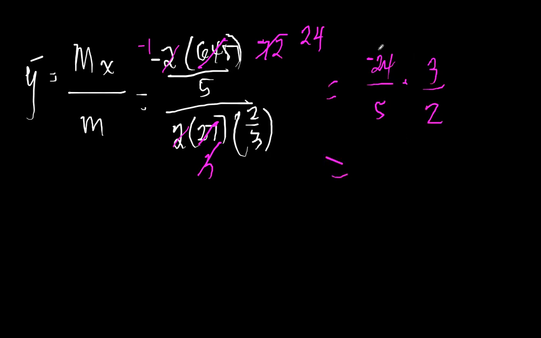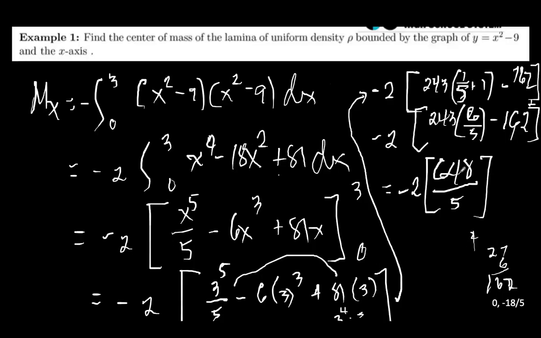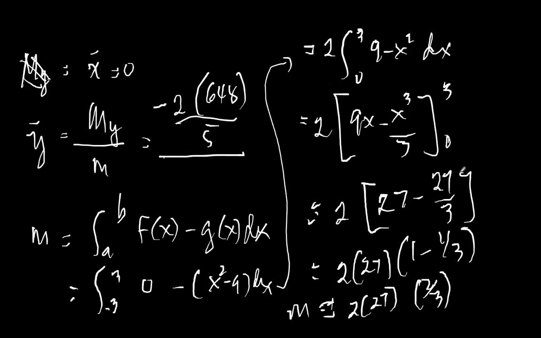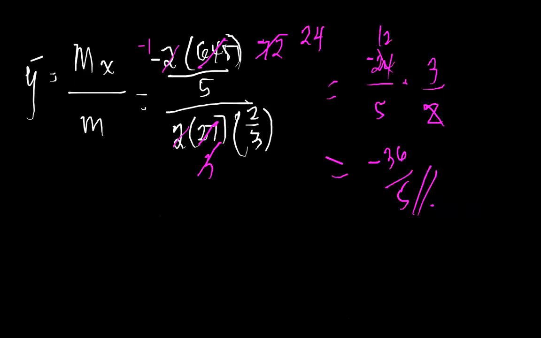And okay, I can cancel this one. This is 12, correct? This is 12. So this is -36 over 5. -36 over 5. Am I right? But the answer here is -18 over 5. Okay, let me check that. Let me check where the error is. All right, let me do that first. Wait a minute.